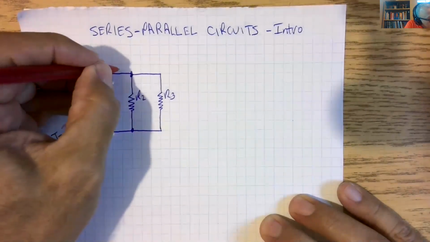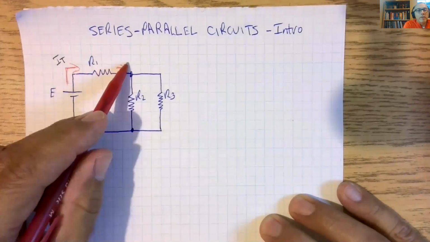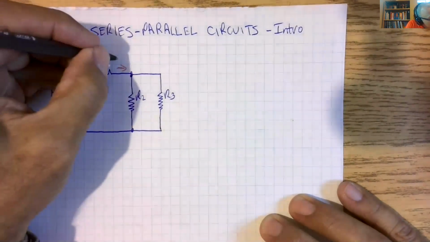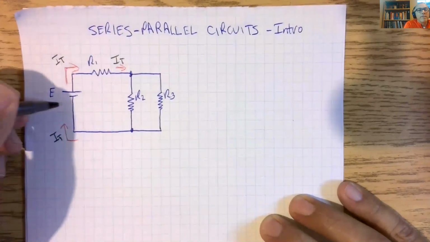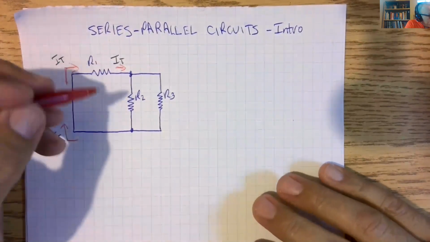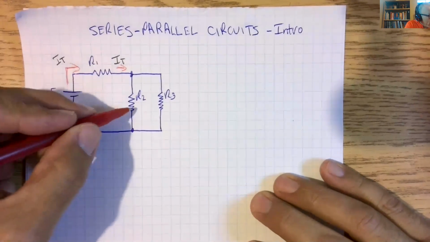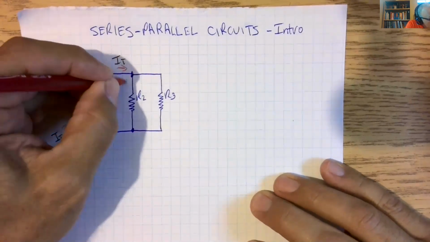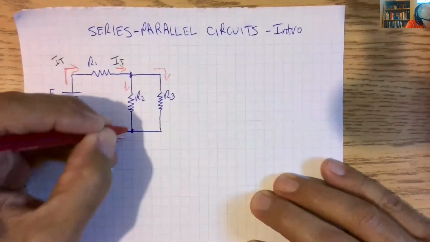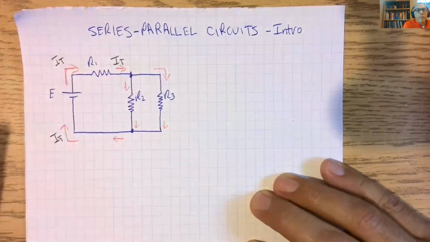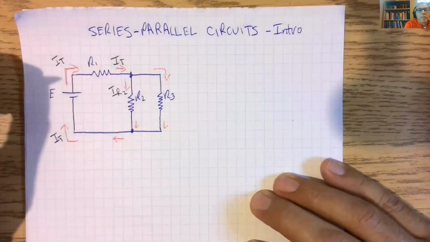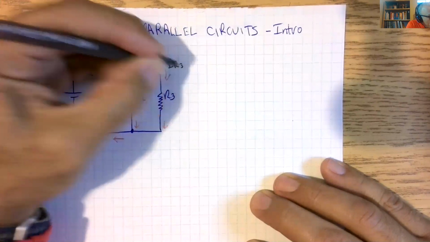So what happens here now is R1, since this current is the same as that current, we know that R1 is in series with the power supply. Now our current gets to this junction and R2 and R3 are in parallel. So now we have current coming this way and rejoining over here. So this current here is IR2 and this current here is IR3.